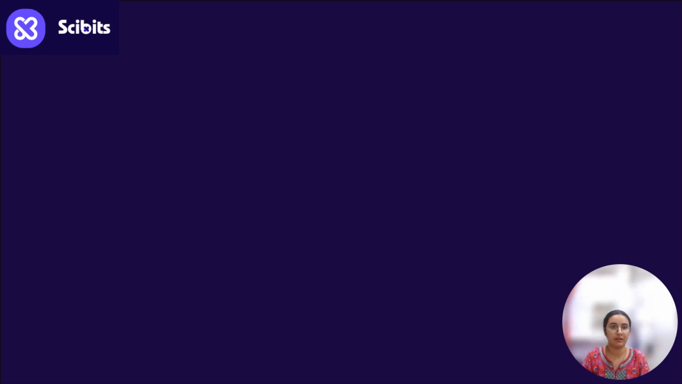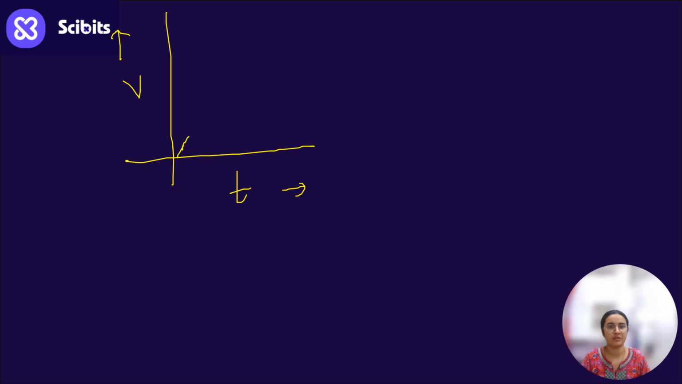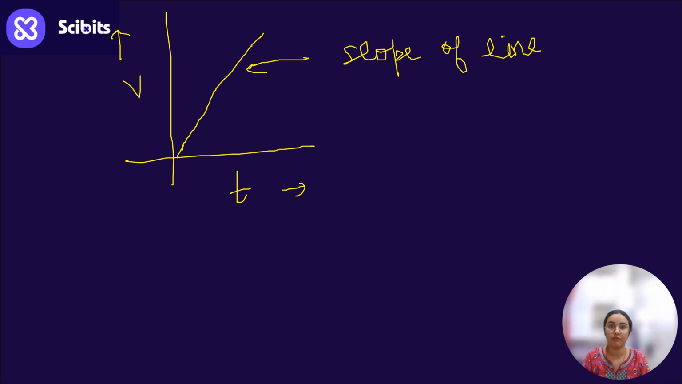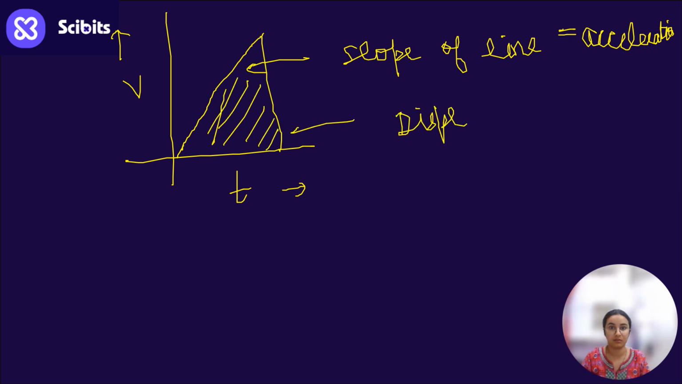Okay, let me quickly cover the important graphs. If a velocity-time graph is given, let's say this is the motion of the object represented by this curve or line, whatever you want to call it. The slope of this line will be equal to acceleration, and the area under this curve will be equal to the displacement by the object.